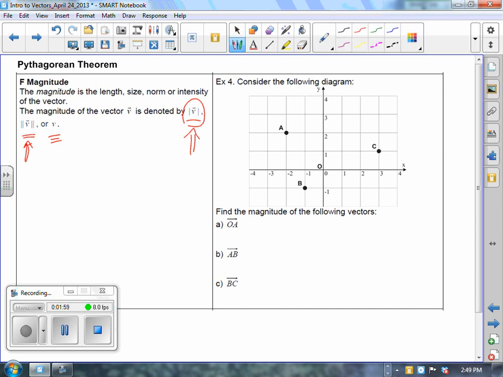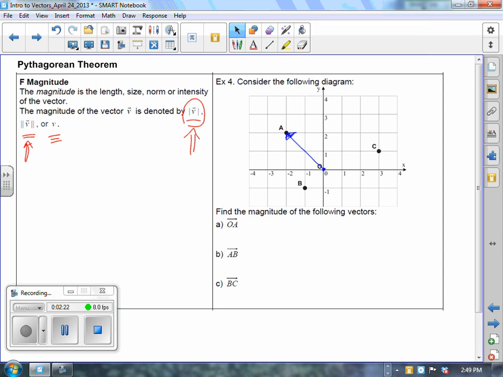So we're interested in the magnitude of the position vector, OA. And of course I say position vector because it's referenced at the origin, or to the origin is where we have the tail, and then the head of the vector is at point A.